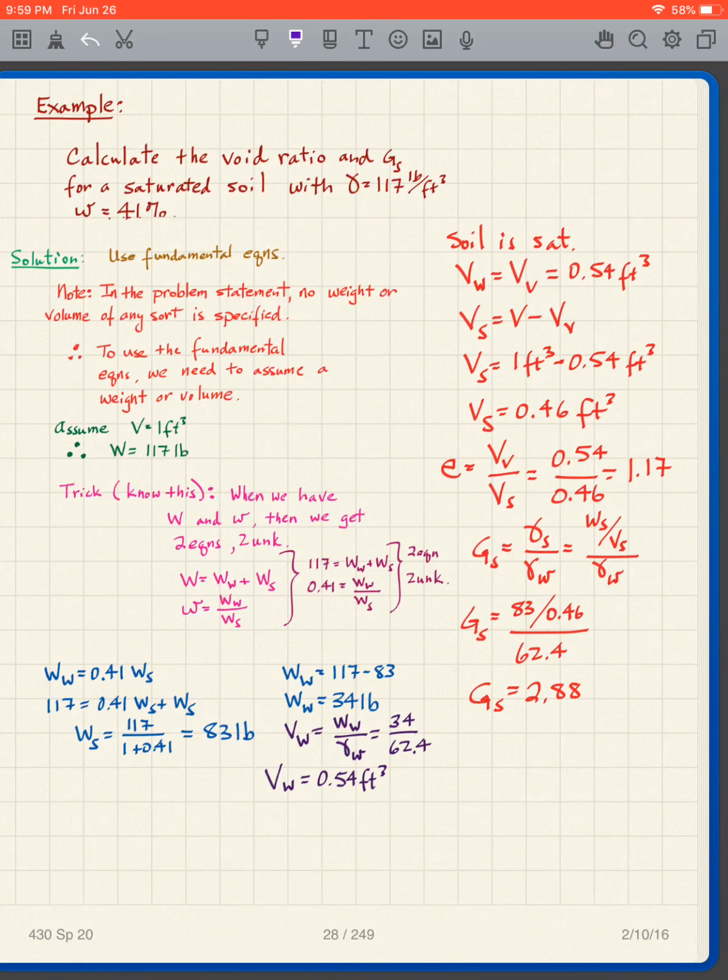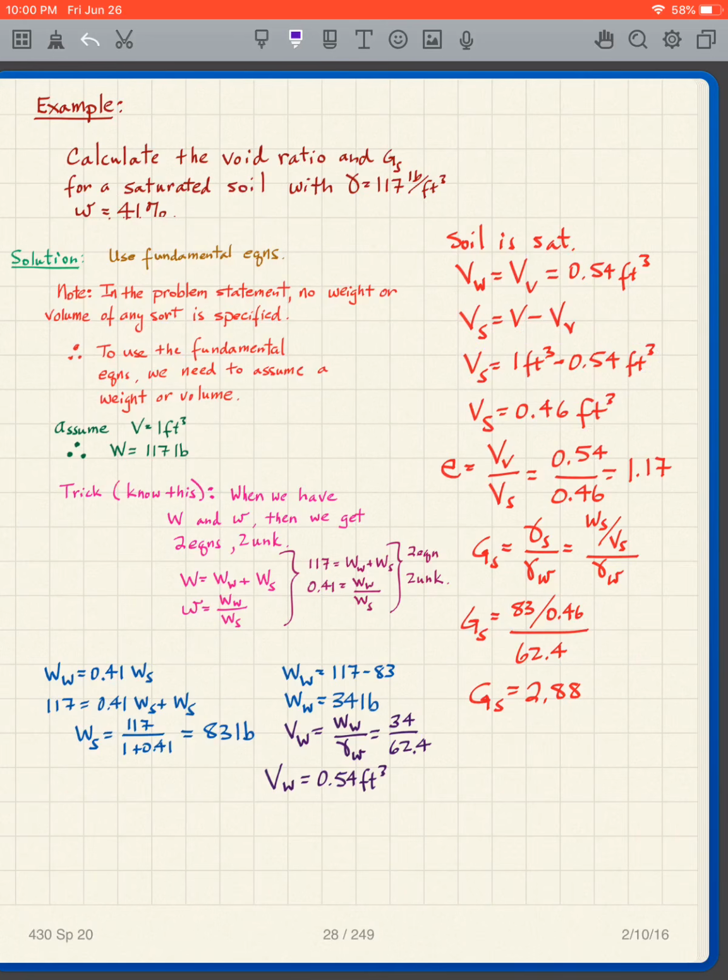Well, the soil is saturated, so that means what? That means the volume of the water is equal to the volume of the voids. So I know the volume of the water, and so that means the volume of the voids is 0.54, the same as the volume of the water. And so the volume of the solids is the volume minus the volume of the voids. I've assumed the volume is 1 cubic foot, so I now can get the volume of solids by that subtraction, and that gives me the volume of solids of 0.46.